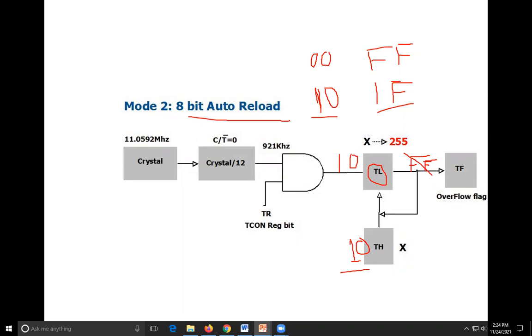So after the completion of one cycle of counting, or timing, automatically it will be reloaded by the TH, which is the higher bit register. So this is called the 8-bit auto reload. Understood? What is different in these three?